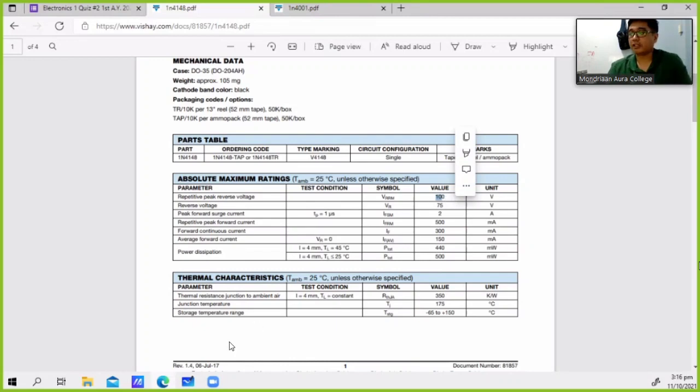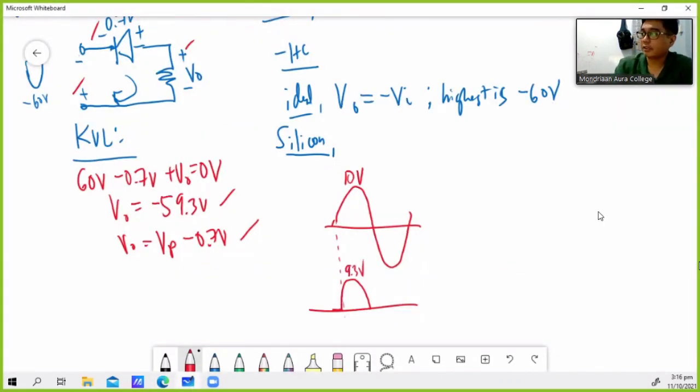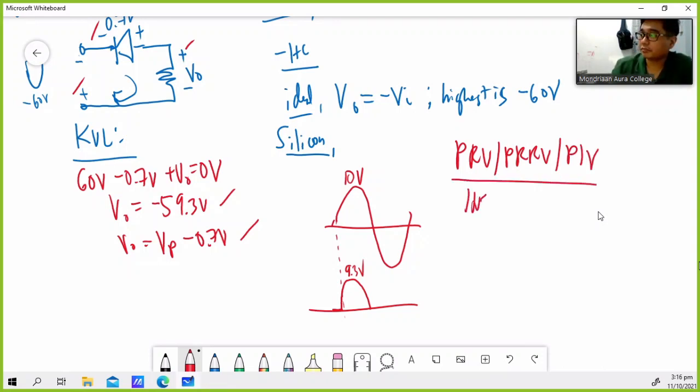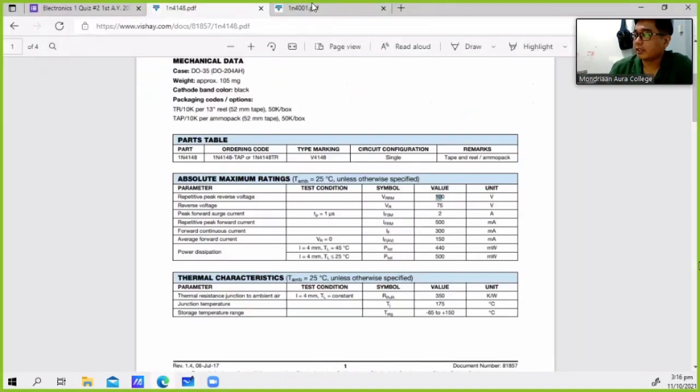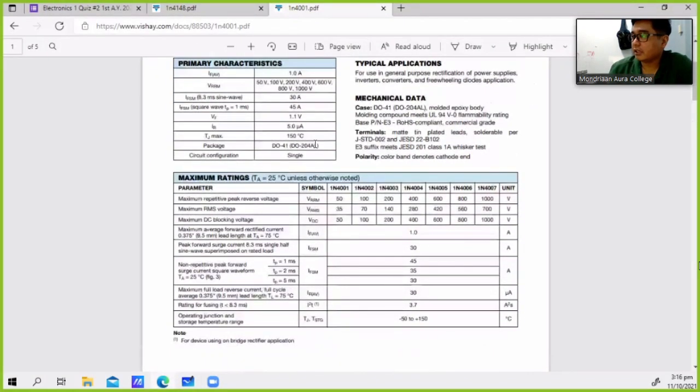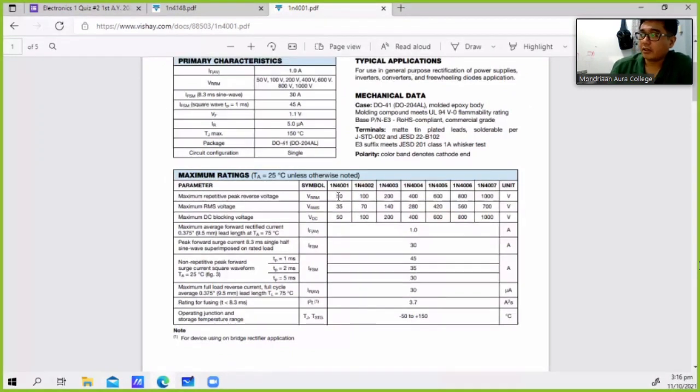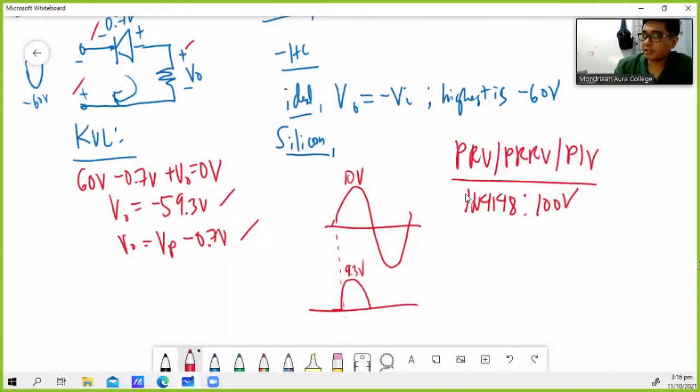Ang PRRV ng 1N4148 is 100 volts. So isulat natin dito. PRRV or PIV. Pare-pareho lang yung mga pangalan na yan. Okay? So 1N4148, that is equal to 100 volts. So based on sa ating data sheet. Ito naman, 1N4001. It's equal to 50 volts. So sulat natin, 1N4001 is equal to 50 volts.